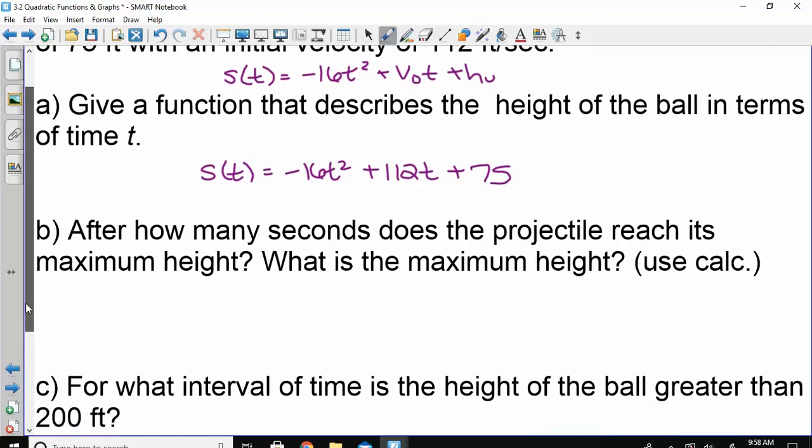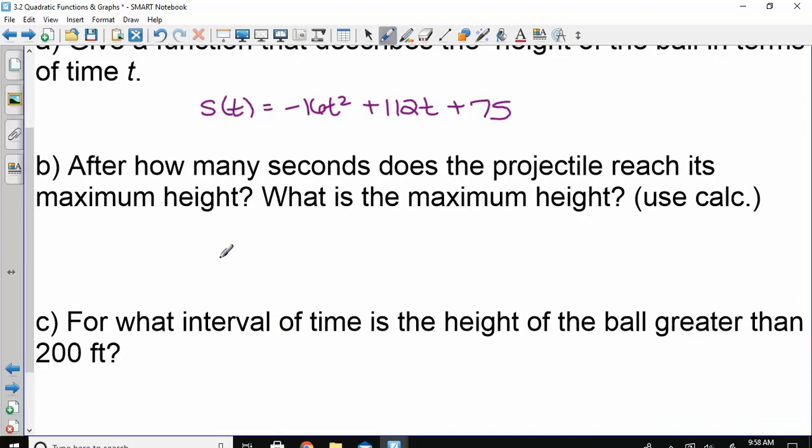All right, part B. After how many seconds does the projectile reach its maximum? How do we find the maximum here? If I want the maximum, another word for that is vertex. So we just have to do the opposite of B over 2A. So that's 112 over 2 times negative 16.